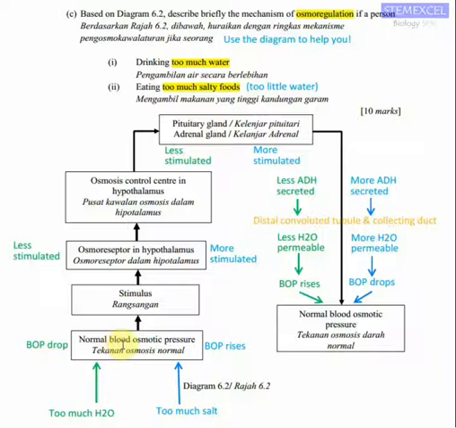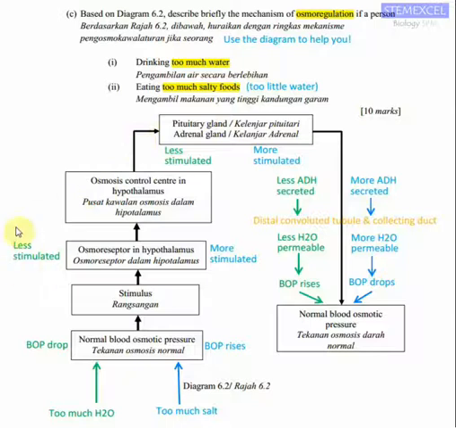What happens to the normal blood osmotic pressure? If you have too much water, it will lead to a drop in the blood osmotic pressure, and this stimulus is transmitted to the hypothalamus. So if you have a drop in the blood osmotic pressure, the osmoreceptor will be less stimulated, and this information will then be sent to the pituitary gland.